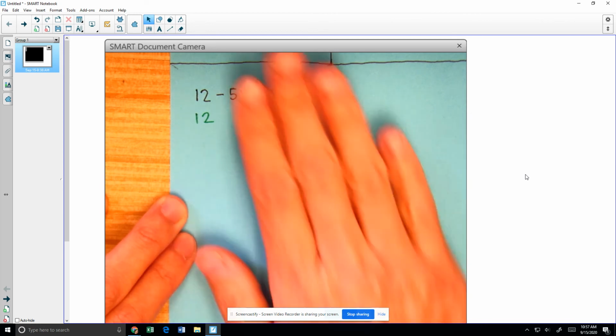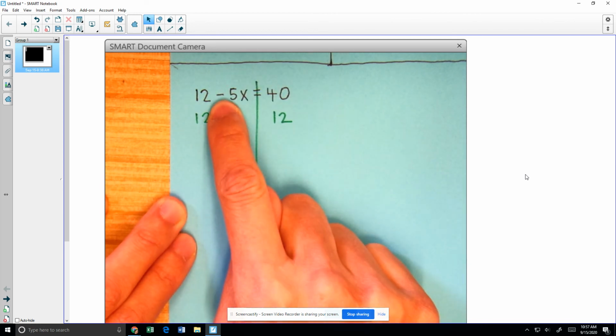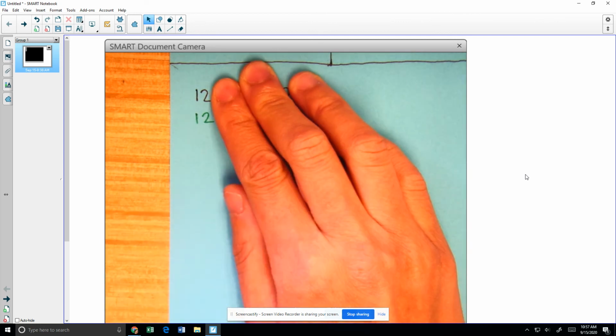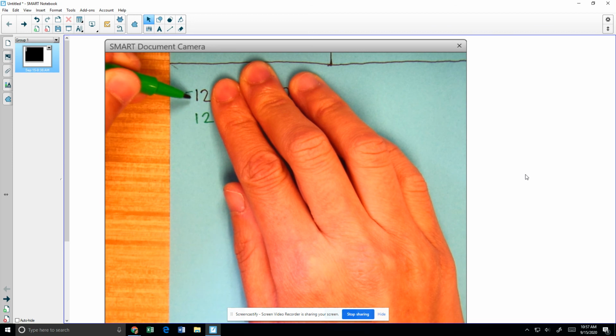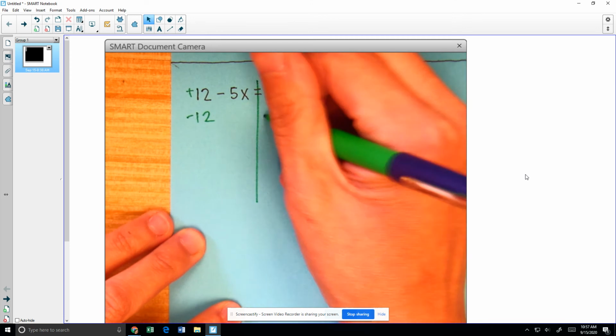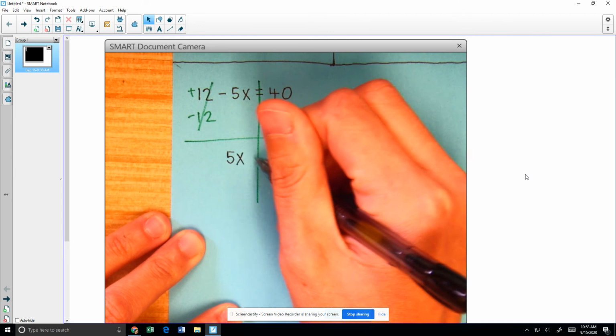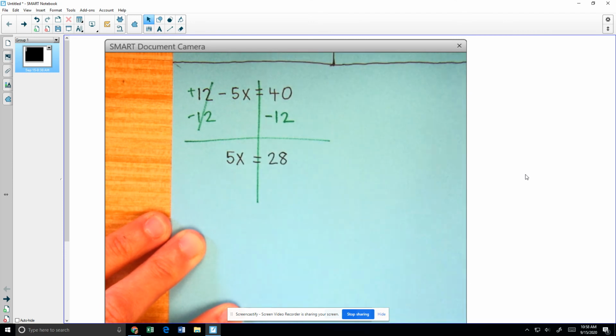Right. So you always look at the symbol right before. Who cares about this subtract? I don't care. That has nothing to do with the 12. Look at this 12. Right before, I don't see a symbol. If I don't see a symbol, it's an imaginary positive. So opposite of positive is a negative, and negative is the same thing as saying minus. So I'm actually going to minus 12 on both sides. So left over, I have 5x, I have equals, and I have 28.